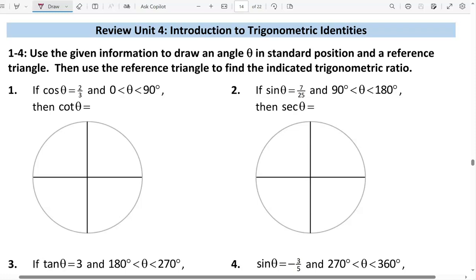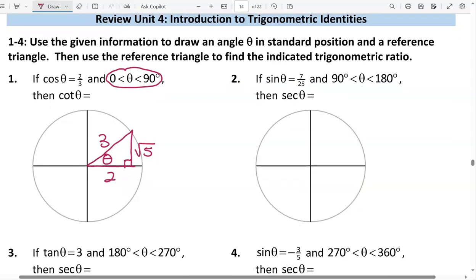So in 1, if cosine of theta is 2/3 and theta is an angle between 0 and 90, then we can draw a triangle with an adjacent side 2 and a hypotenuse of 3. And now we can use the Pythagorean theorem. 9 minus 4 is 5, so our opposite side must be the square root of 5. And there's our angle theta.